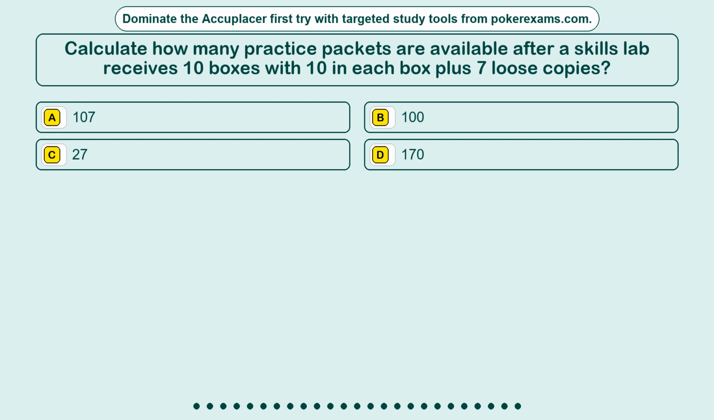Question 1. Calculate how many practice packets are available after a skills lab receives 10 boxes with 10 in each box plus 7 loose copies. Option A, 107. Option B, 100. Option C, 27. Option D, 170.